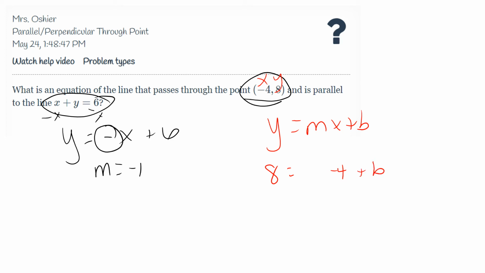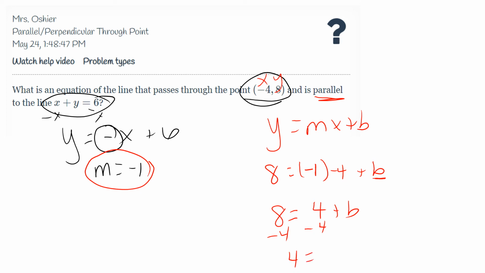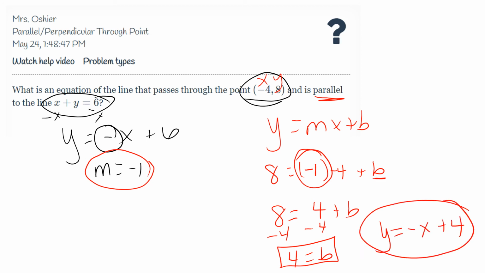I don't know my value of b, but I do know my slope. I need my slope to be parallel to this slope, so I'm going to use the same slope. If it were asking for perpendicular instead, I would use a negative reciprocal slope. So I have, this is going to make this a positive 4 plus b. Subtract 4 from both sides. So I have 4 equal to b. Now that I have this piece of information and the slope, I can say that the equation is y equals negative x plus 4. And that would be my final answer.